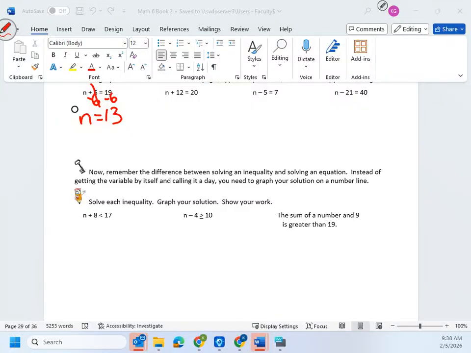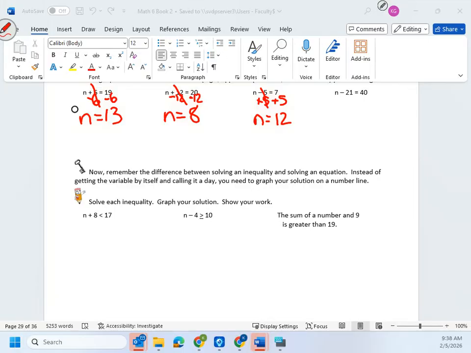Then we have n plus 12. What's the opposite that we need to do? Michael? Subtraction. Subtract 12 from both sides. 12 minus 12 zeros out. We have n equals 20 minus 12, which is 8. Then we have n minus 5 equals 7. What's the opposite operation we have to do? Benny? Addition. Yeah, instead of subtracting 5, we need to add 5 to both sides. That zeroes out. So we have n equals 7 plus 5, which is 12.